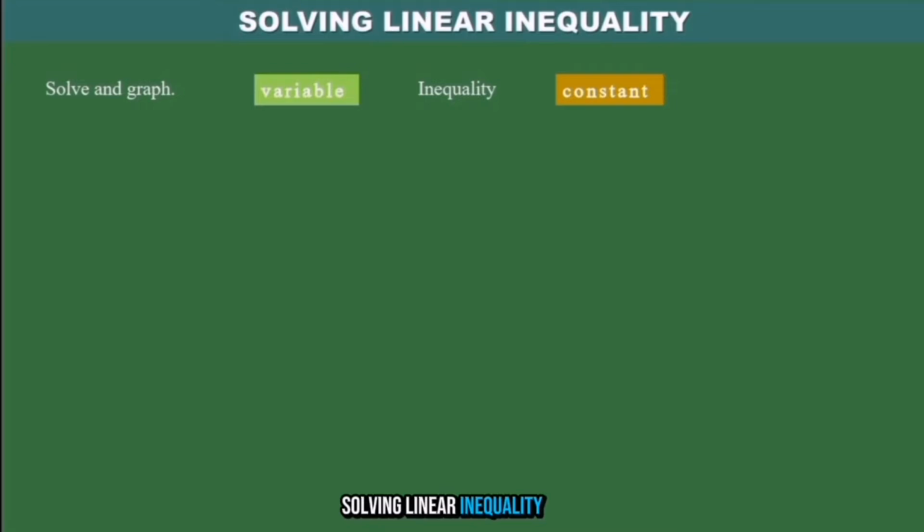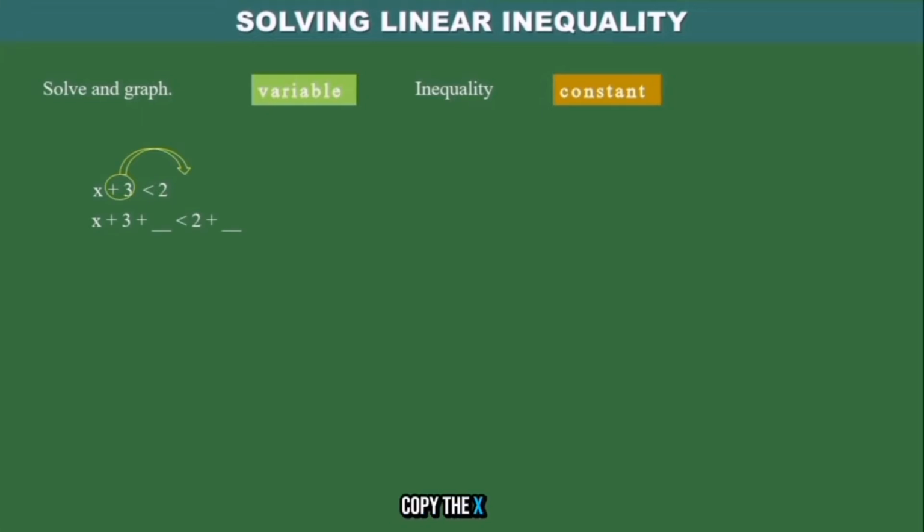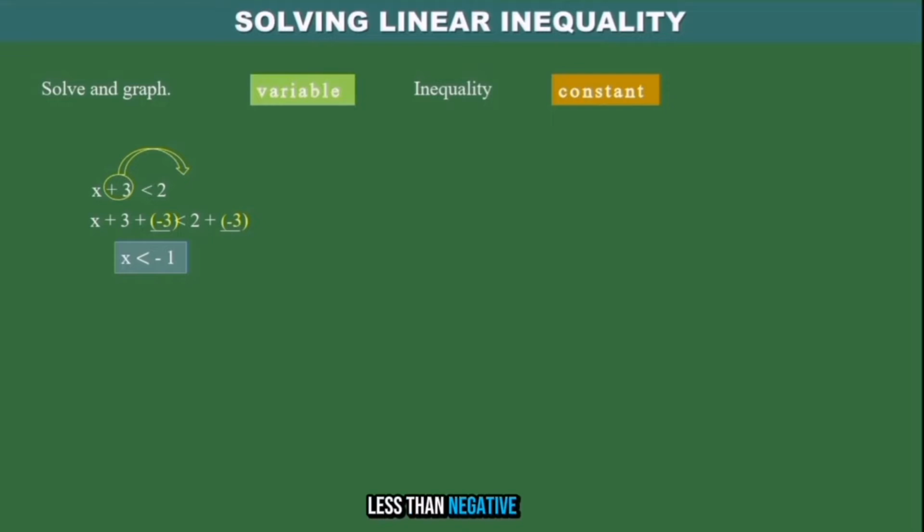Solving linear inequality. In applying the addition property of inequality, we have here x plus 3 less than 2. Then, you just copy the x plus 3 less than 2. Then, add the additive inverse to eliminate the constant, which is the negative 3. Now, let's cancel out the constant. Subtract 3 from both sides, then simplify it. Now, we have our answer, which is x less than negative 1.